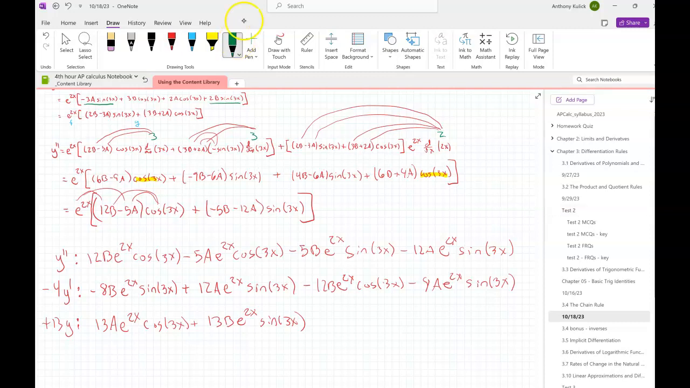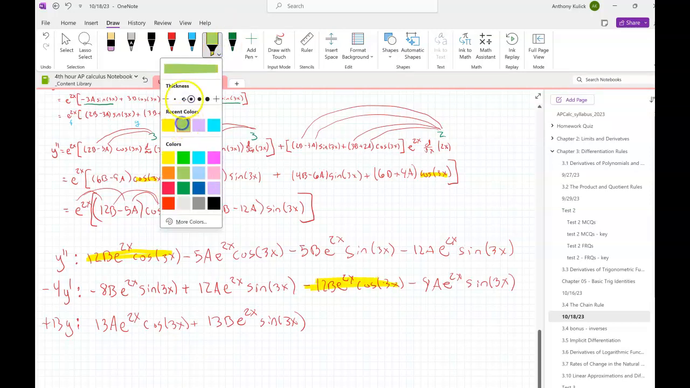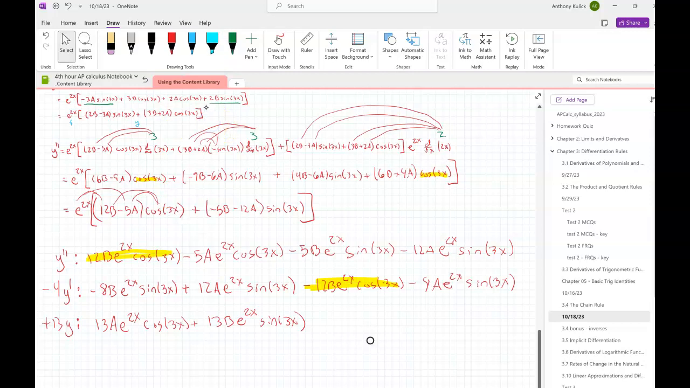All right, let's take a look here. So I have 12b e to the 2x cosine 3x, and then a negative 12. So that gives me 0. I have positive a e to the 2x sine 3x and a negative a e to the 2x sine 3x. So those give me 0.